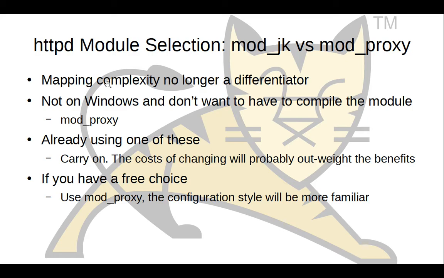If you're not on Windows and you don't want to have to compile the module, then I'd use mod proxy. If you're already using one, there's not really a good reason to change. It's a bit like AJP and HTTP. If there's not a good driver to change, I wouldn't. If you're happy with mod proxy, no need to change to mod JK. If you're happy with mod JK, no need to change to mod proxy. Again, given a completely free choice, I would lean towards mod proxy simply because in the environments that I tend to work with, I'm talking to people who are much more familiar with HTTPD than they are with Tomcat. So giving them a proxy configuration that's in a style that they're familiar with and they understand makes more sense.